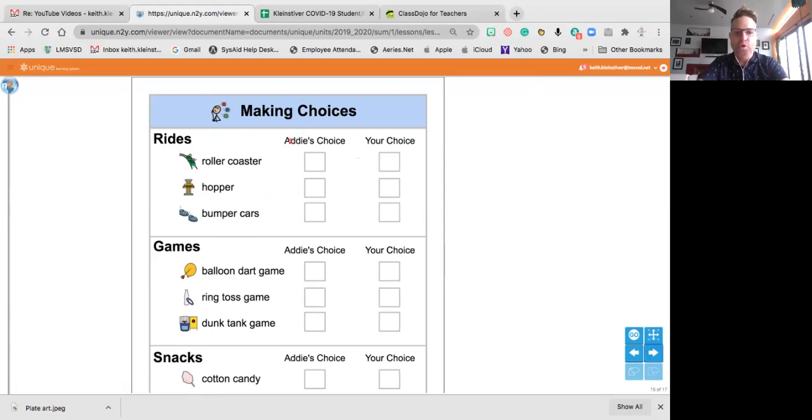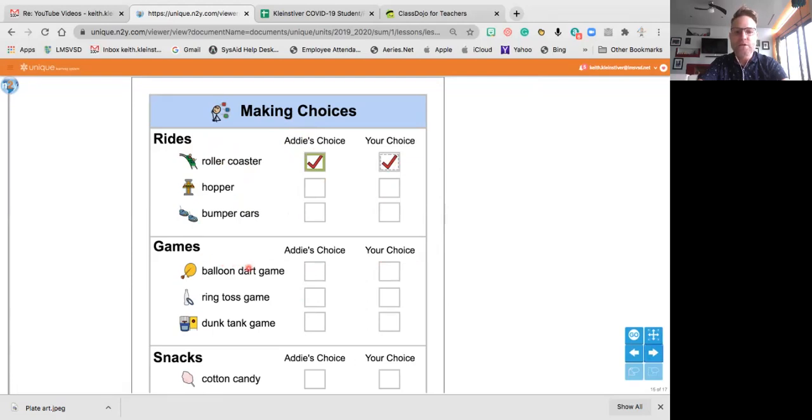Okay, making choices. Okay, rides. Now we're going to choose. What did Addie choose? Do you remember? Roller coaster, hopper, or bumper cars? I remember she chose roller coaster. What is your choice? You point to which one you would choose. I would choose the same as her. I like roller coasters.